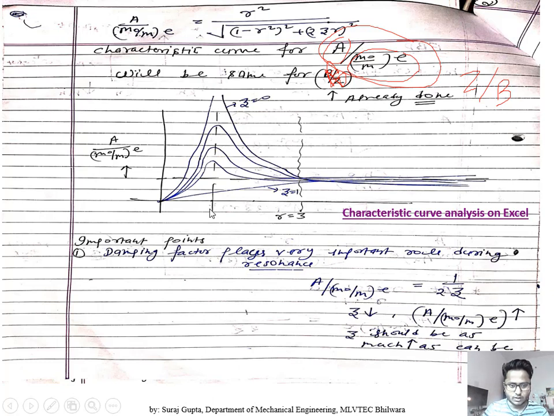Some important points come out from this characteristic curve. The damping factor plays a very important role during resonance. If the damping factor decreases, this value will increase, and we do not want this to increase. So if zeta decreases, this will increase, but if we increase zeta, the value of this ratio will decrease. So we should put the value of zeta as large as we can.